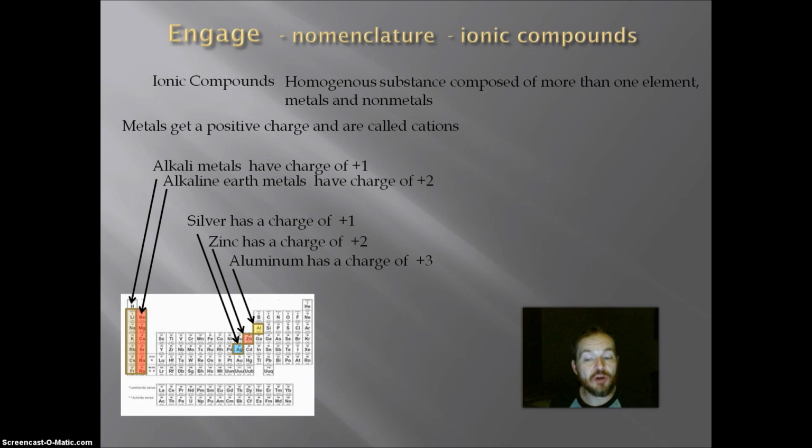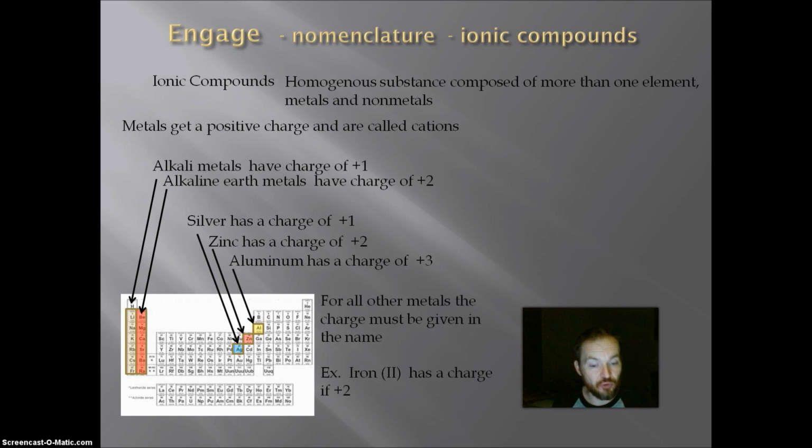So there are multiple charges for each of the metals. So for all metals, the charge must be given. Iron 2 has a charge of +2. Iron 3 would have a charge of +3. Copper 2 would have a charge of +2. Copper 1 would have a charge of +1. Whatever number is in the name, that is the charge of the metal.